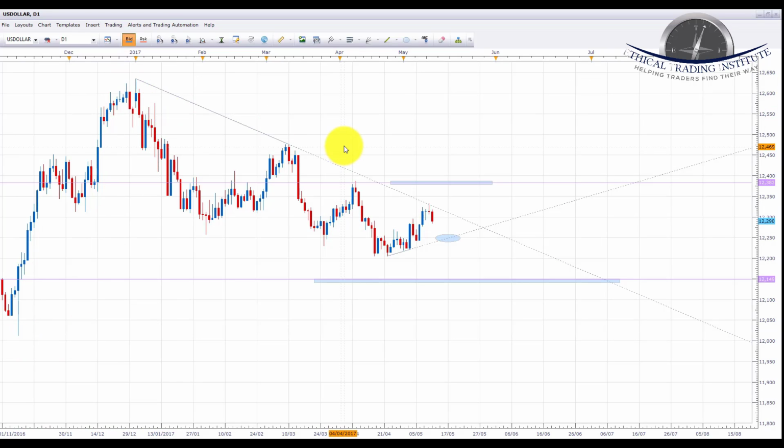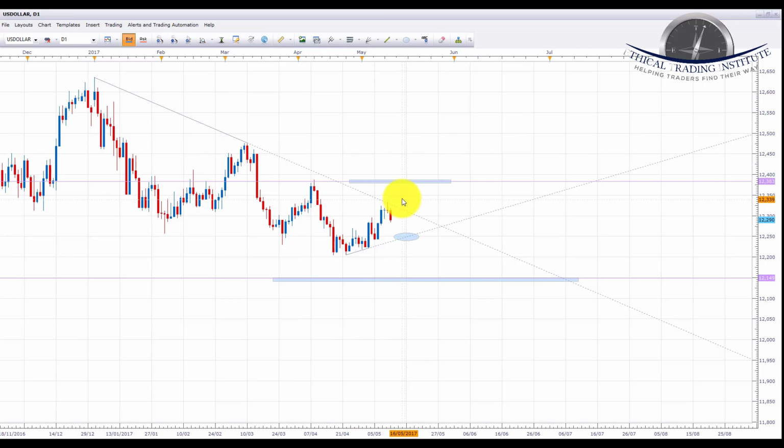US dollar index. US dollar index has found some support, somewhat, at this downward sloping trend line here. I do now expect the US dollar index to bounce and potentially come down next week and test the 12,250 level over here. And this upward sloping trend line, as you can see, these two trend lines denote that this is in a wedge formation. So I do expect to test the bottom of the wedge next week.